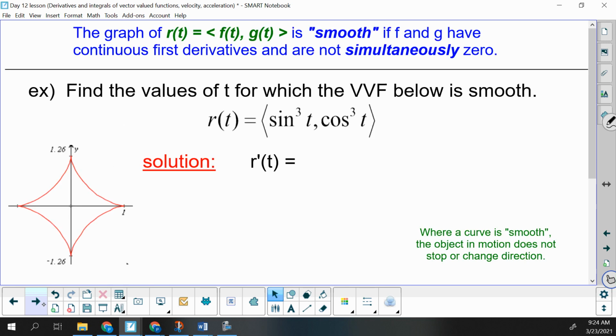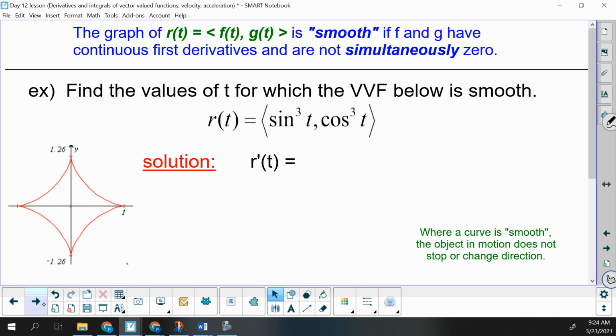So if we flip over to the next page, a vector valued function is considered to be smooth if the first derivative's component parts are continuous, and at no time are they both 0. So if they are not simultaneously 0 at the same time. That's a little redundant. If they're not simultaneously 0.